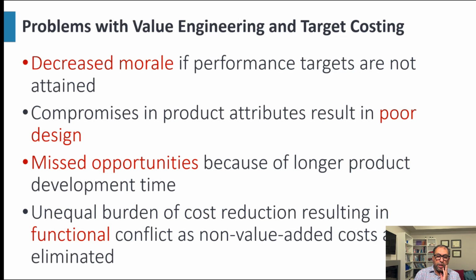Unequal burden of cost reduction results in a functional conflict as non-value added costs are eliminated. And that also creates a rift within the organization. Some people think that we are doing work which is value added and we are really contributing to the profit of the business. And some people have an opinion that we are not adding value, so we are just a burden or just a cost center, not a revenue generating center. So by this way, there is a conflict or a bit of a rift, and the teamwork which is required for successful manufacturing or producing is affected.